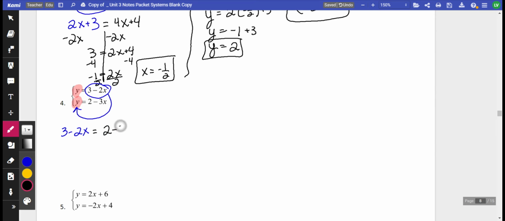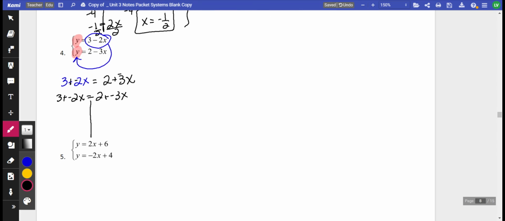equals 2 minus 3x. Well, there's subtraction in both of these, so I'm going to add the opposite and make it adding a negative 2x, and add the opposite and make it negative 3x. I just rewrote it to make it a little easier to see. All right, so I'm going to combine like terms. I'm going to add 3x to both sides.